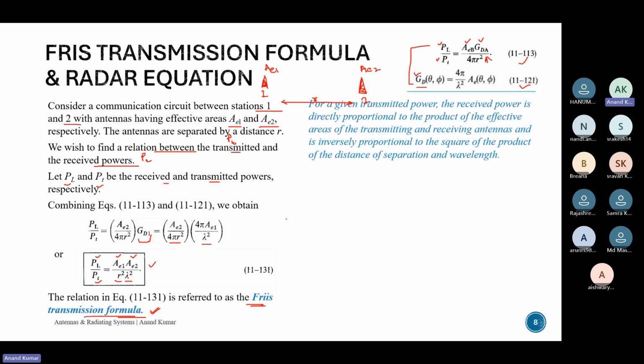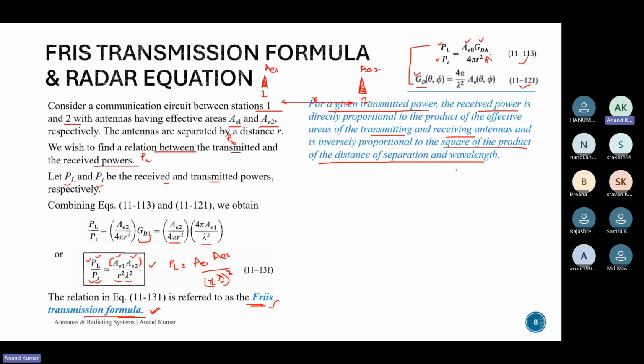And now, a definition would be, for a given transmitted power PT, the receive power, which is PL, is the product of the effective areas of the transmitting and receiving antennas, and is inversely proportional to the square of the product of the distance of separation and the wavelength. So we can write it like this: PL/PT is equal to AE1 times AE2 divided by (R times lambda) whole square. That is, the square of the product of the distance and the wavelength of operation.